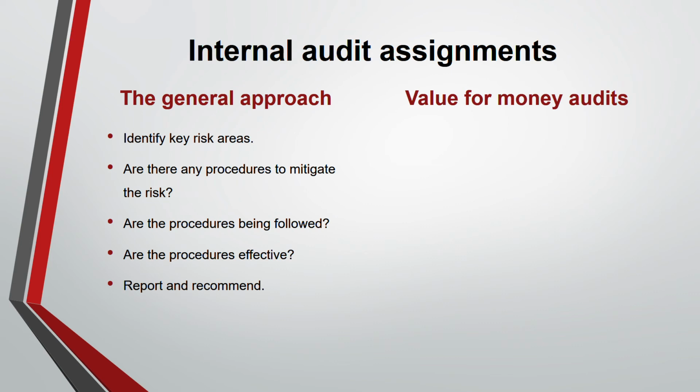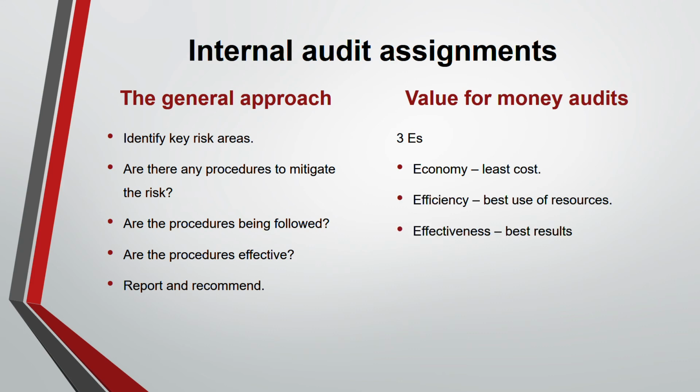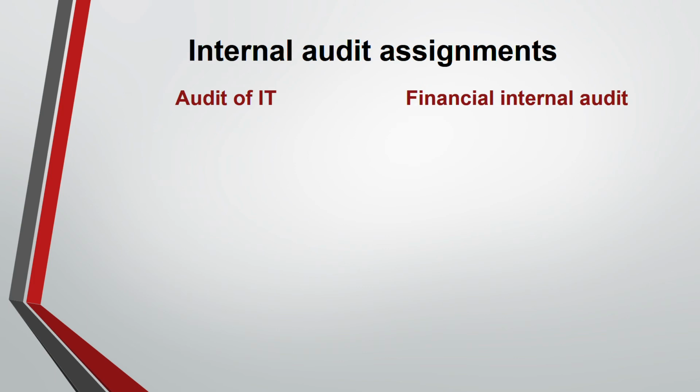Okay. Now, value for money audit is one example of internal audit. Internal auditors do this type of audit. Value for money is known as the 3 E's. What do you mean by 3 E's? 3 E stands for economy, that means least cost; efficiency, best use of resources; and effectiveness, best result, best outcome. The other two types are audit of IT and financial internal audit.